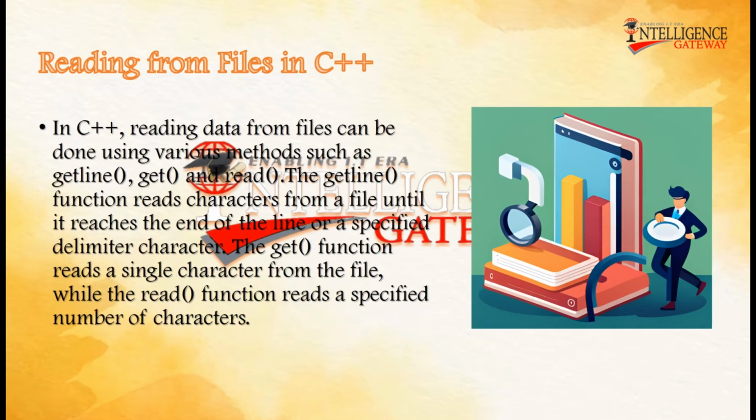Reading from files in C++. In C++, reading data from files can be done using various methods such as getline, get, and read. The getline function reads characters from a file until it reaches the end of the line or a specified delimiter character. The get function reads a single character from the file, while the read function reads a specified number of characters.